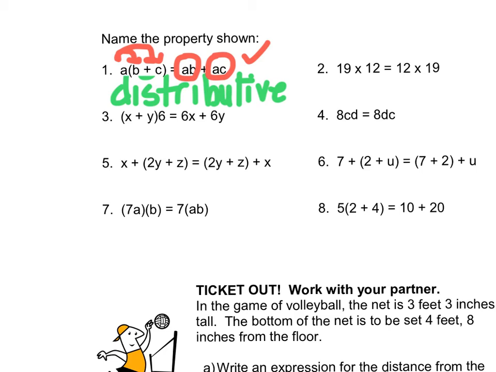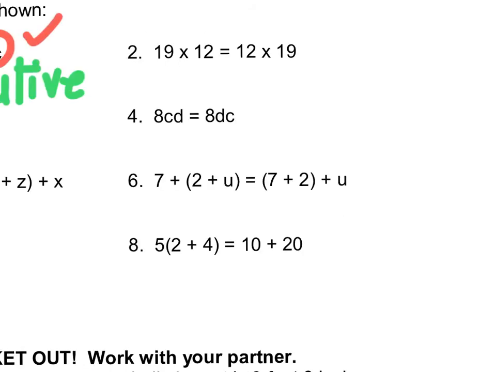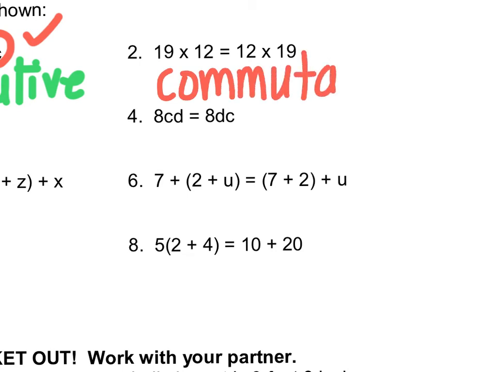Look at number 2. In number 2, one thing that it's missing is parentheses. I must have parentheses in both the distributive and the associative, so that means it is commutative. In commutative, the order does not matter. The order changes. And that's what's happened here. This one, the 19 is first. And on this side of the equal sign, the 19 is last. However, it does not change the value of the multiplication problem.